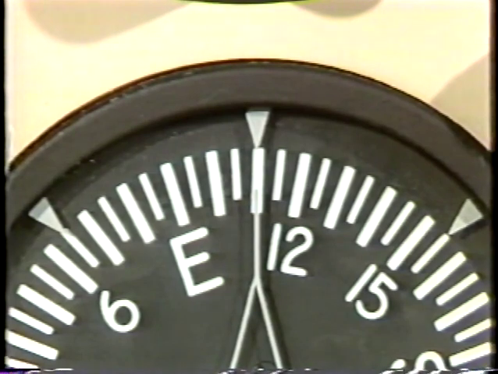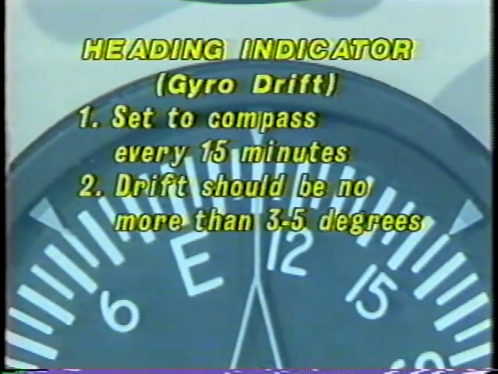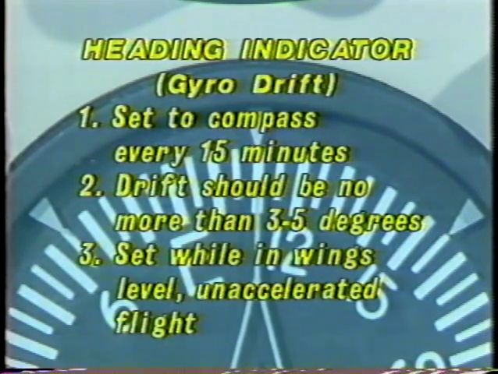The rule of thumb is that the heading indicator should be set every 15 minutes, and the drift should be no more than 3 to 5 degrees each 15 minutes. This should be done only when the airplane is in unaccelerated flight. Otherwise, erroneous magnetic compass readings will be obtained.